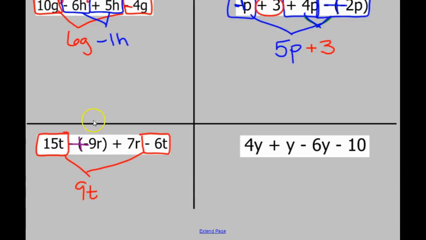And then we have our r's, our rhinoceroses. 9 plus 7 more were all positive, so add them up. We get a positive 16r.